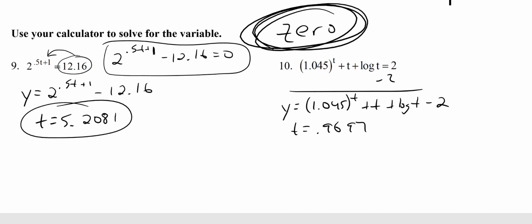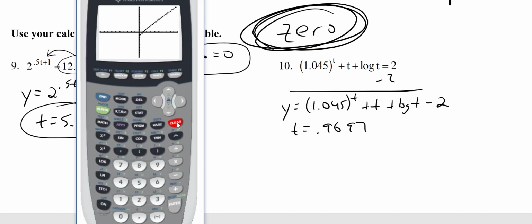But I just want to show you because it kind of gets me all excited here. Let's just clear out of here because I want to show you how it works. I mean, of course it works. It's mathematics. Okay, so 1.045 raised to the 0.9697 plus 0.9697 plus log of 0.9697 minus 2. That should equal 0.